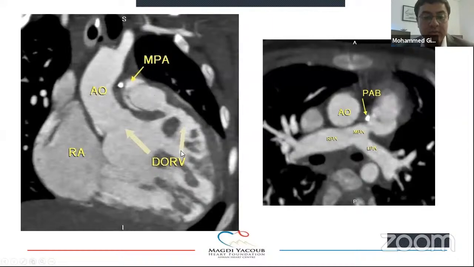So we're dealing with DORV. And this patient had a pulmonary artery banding, as you see here. This is the RVOT, main pulmonary artery, and these are pulmonary valve leaflets. This is the main pulmonary artery, RPA, LPA, and this is the aorta.